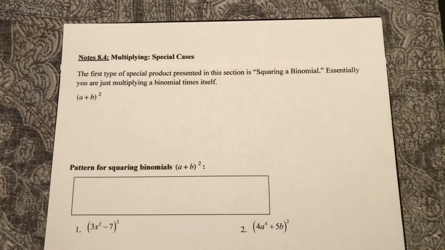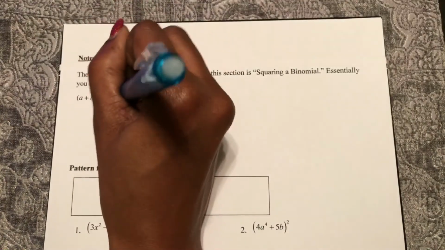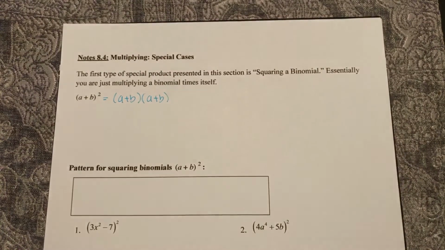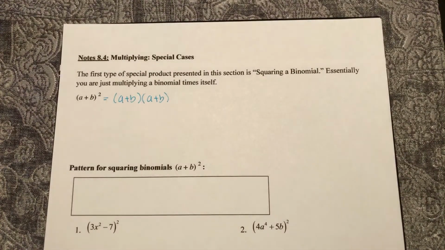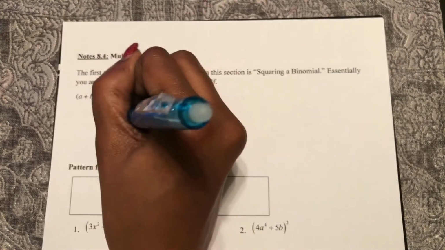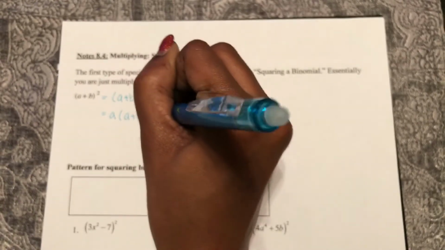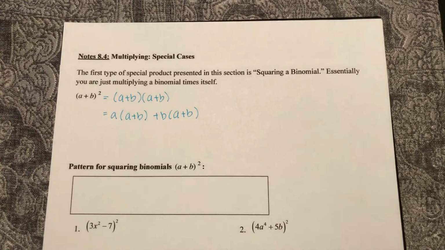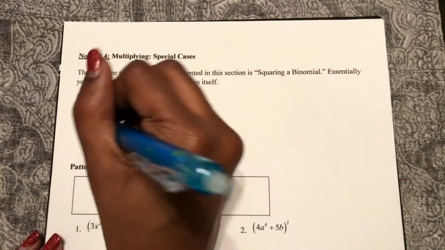So let's look at when we're squaring a binomial. Essentially, you're just multiplying that binomial by itself, a plus b multiplied by a plus b. So you could FOIL, double distribute, or use the table method. I'm going to double distribute. This becomes a times a plus b, times a plus b. So now I'll distribute again.